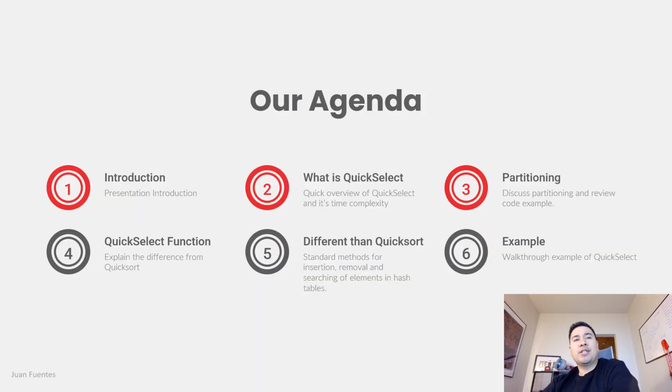At a high level, our agenda is just a quick introduction: what exactly is QuickSelect, and then we'll touch on its time complexity, of course. Then we'll go into partitioning, which is a big aspect of the algorithm, and the actual QuickSelect function, the actual algorithm. We'll look at some code. We'll look at the differences between that and the actual quicksort, which sound very similar but are two very different algorithms. And then I'll walk through somewhat of an example, right?